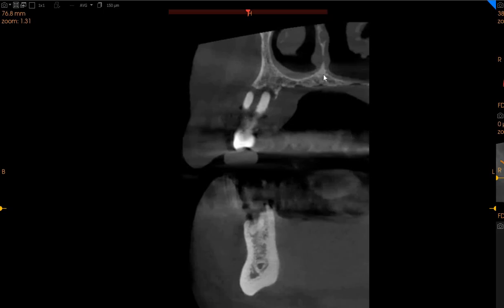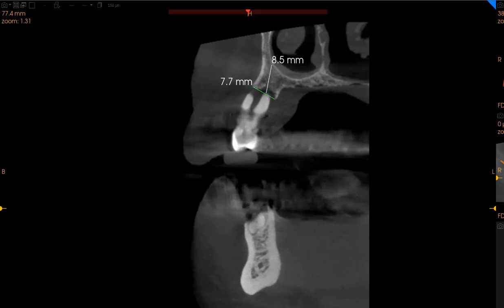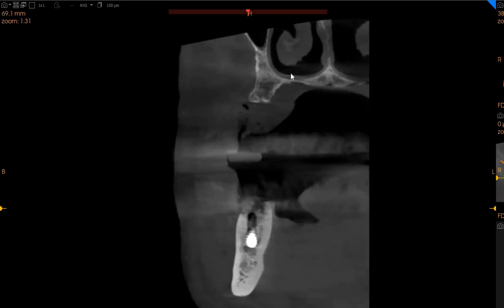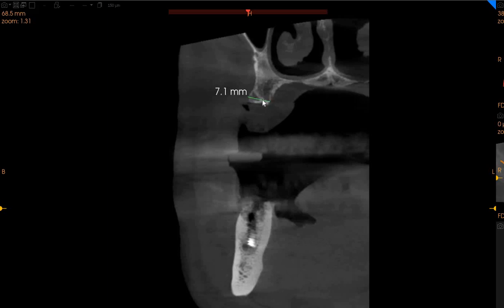But again, in the premolar, extensive bone loss. If this can be augmented and grafted, we've got 7 millimeters of width with approximately 8 millimeters of height. The second premolar region, we've got a slight bit of bone there, D3 quality bone, 7 millimeters of width with 11 millimeters of height.